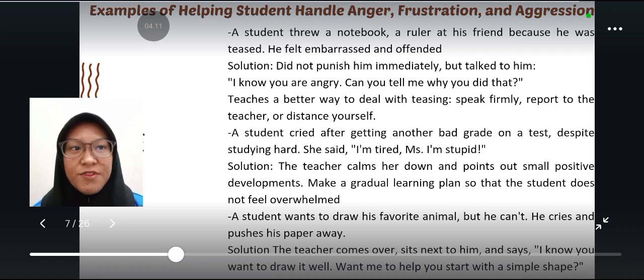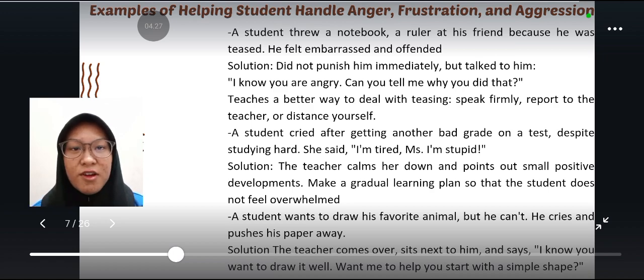A student cries after getting another bad grade on a test, despite studying hard. She said, I'm tired, miss. I'm stupid. Solution: the teacher calms her down and points out small positive developments, with a gradual learning plan so that the student does not feel overwhelmed.